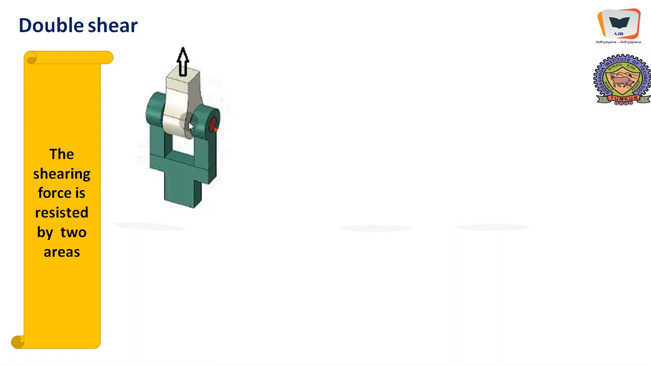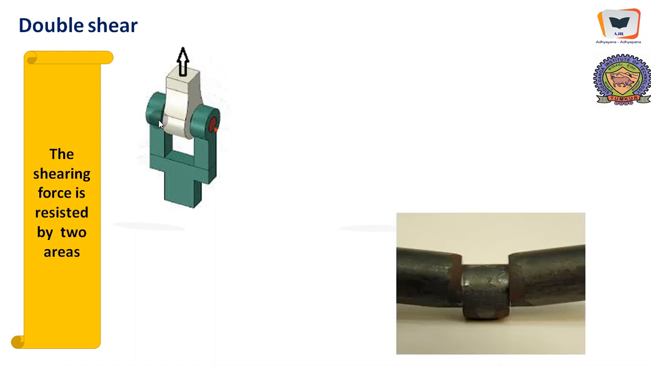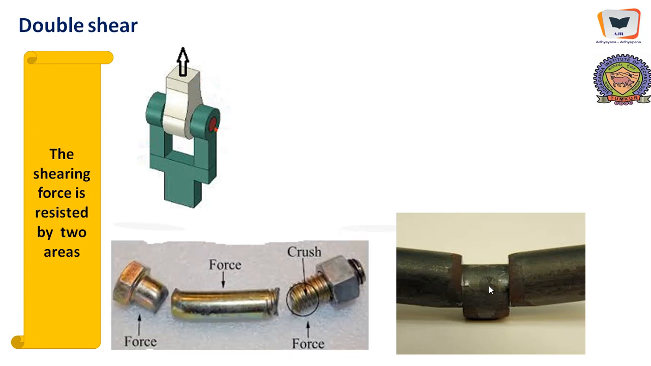Here is one area of cross section, here there is another area of cross section. Therefore, P is resisted by two areas of cross section, and if the area of cross section of this particular pin is A, then the shear stress here should be P divided by 2A, and at the time of failure it will be something like this.